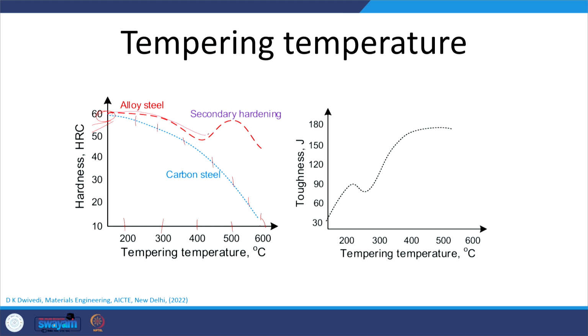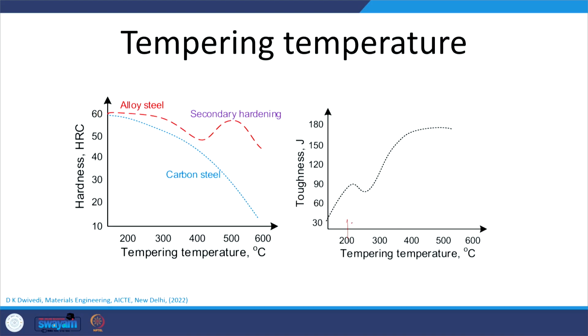But in case of the alloy steels, we get secondary hardening, because at this stage certain alloy carbides are formed in the steel at a higher temperature. So initially there will be a drop in the hardness, but tempering at a higher temperature results in a secondary peak that comes due to the secondary hardening. But here our idea is to have a marginal drop in the hardness coupled with an increase in toughness, in order to have a good combination of hardness and toughness.